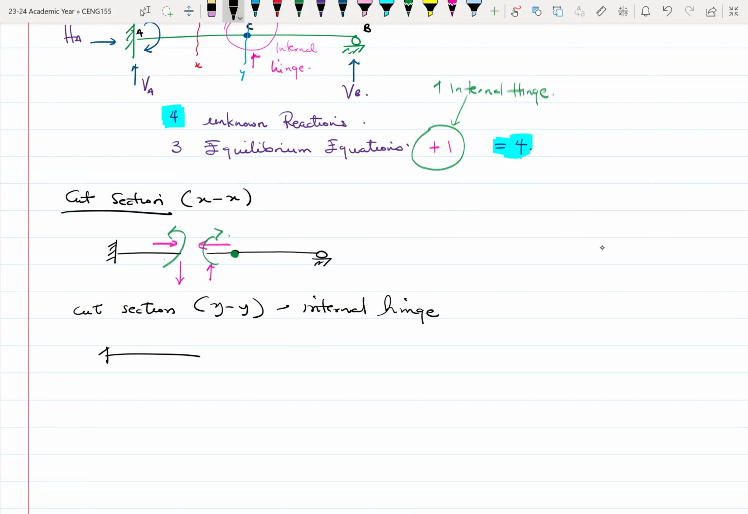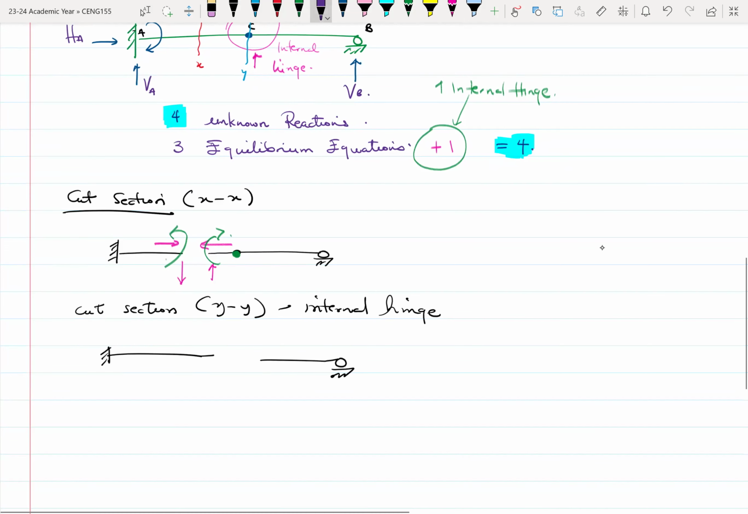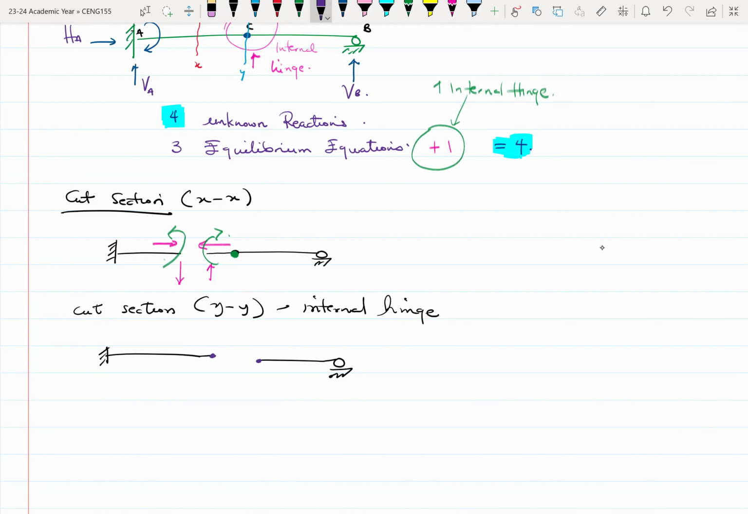So I have my, pretty much this is where you have our internal hinge. Let me just show a little bit of it here, a little bit of it over here. Now you would have these forces, but no moment.